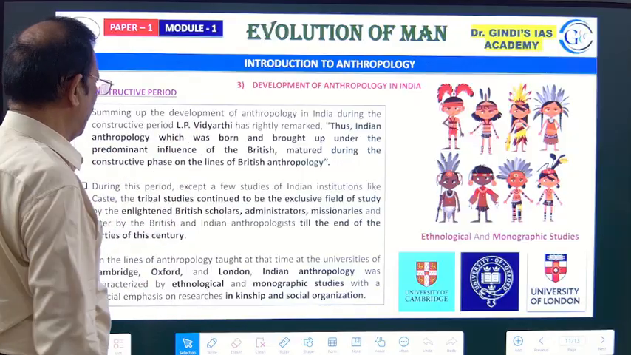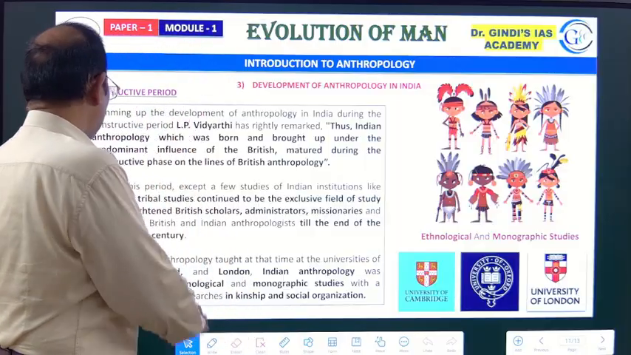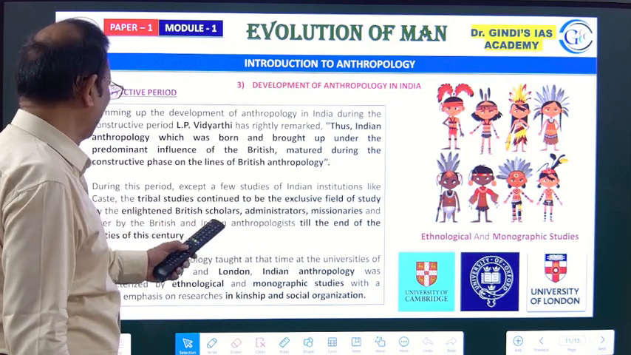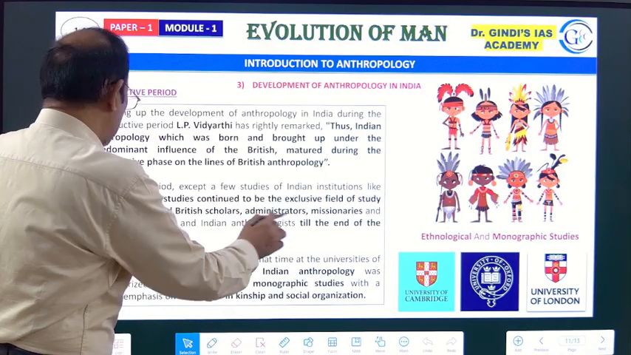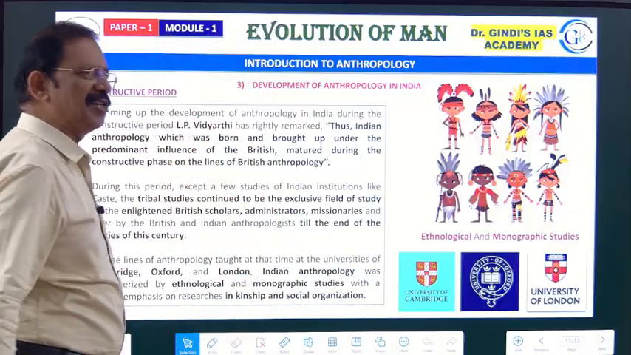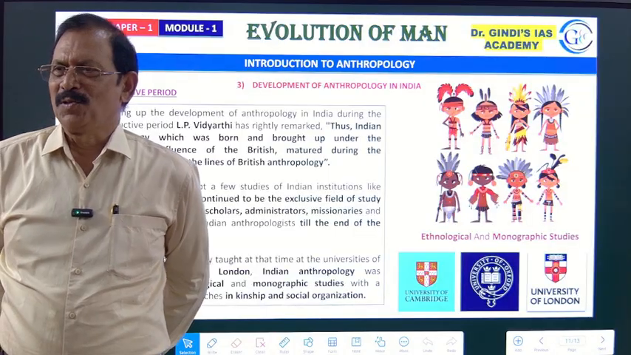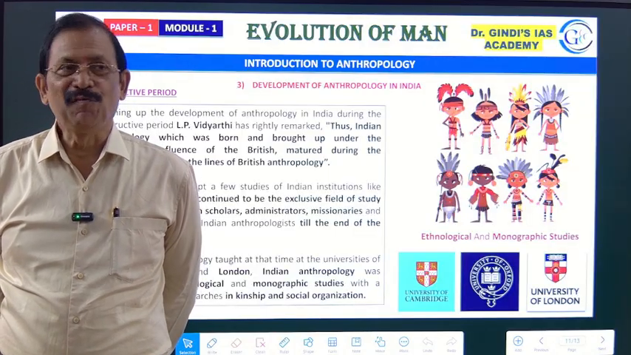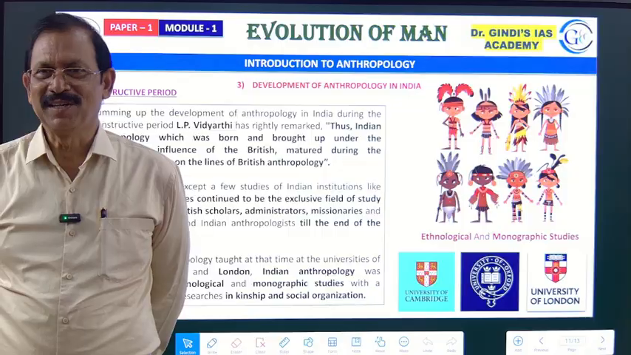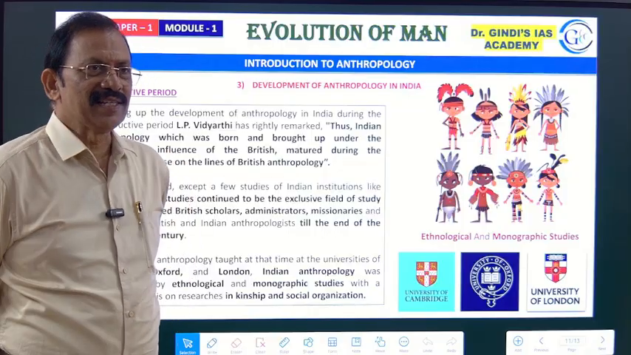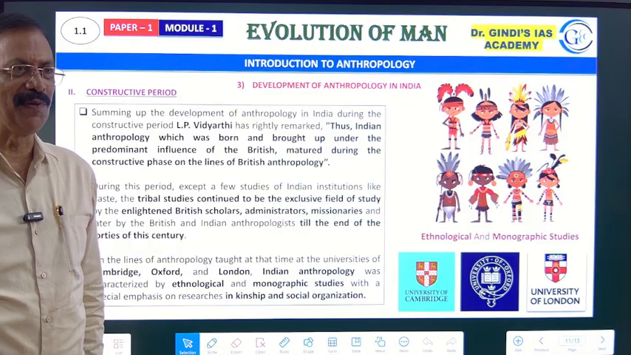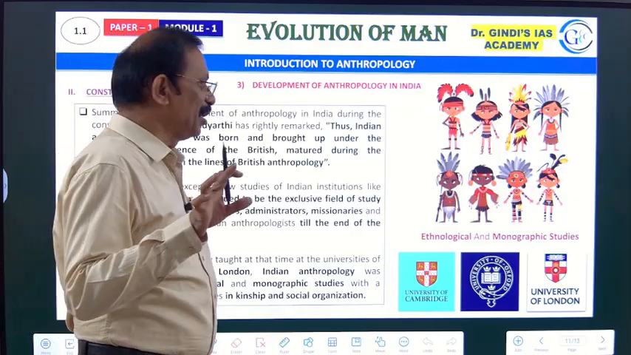Then, during this period, except for a few studies of Indian institutions like caste, tribal studies continued to be the exclusive field of study by enlightened British scholars, administrators, missionaries, and later by British and Indian anthropologists, till the end of the 1940s of this century. Now we are in 2025. Until the 1940s, in 1947 we got independence, the same concept introduced by the British scholarly administrators or anthropologists continued.